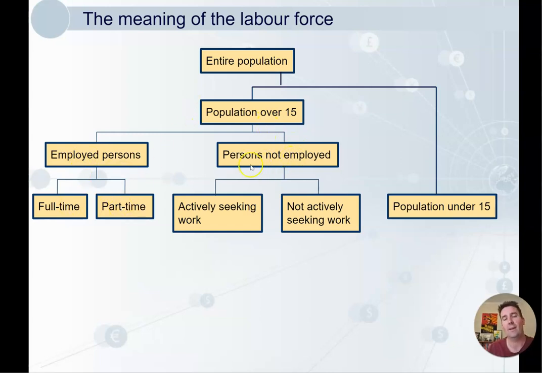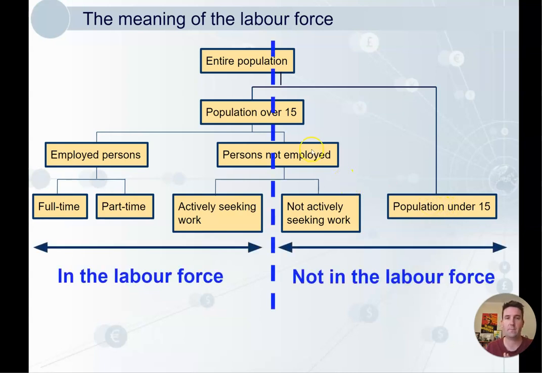People not employed. So notice I haven't said unemployed, because our definition of that is a bit more refined, isn't it? So persons not employed, those who are actively seeking work, they are part of the labour force. Those not actively seeking work are not. Population under 15, not part of the labour force. So essentially, here's how this breaks it down. Out of the entire population, there is a proportion who are in the labour force, there is a proportion who aren't. Population over 15, proportion in the labour force, proportion who are not.